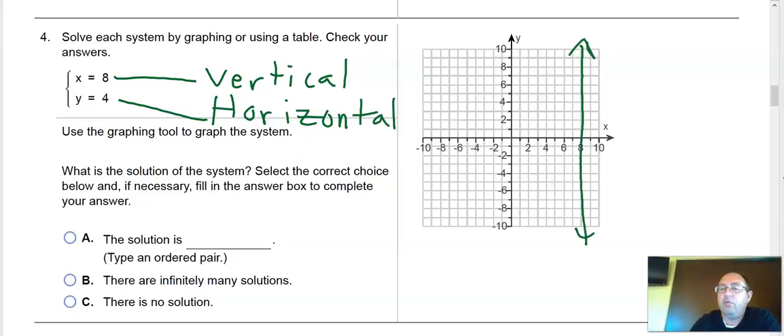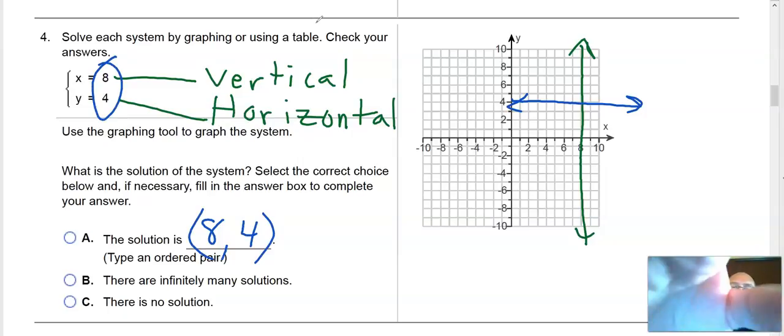That's because every point on that line, like 8, 0, 8, 1, 8, 2, 8, 3, 8, 4, they all have an x value of 8. And then, of course, the other one, y equals 4. Every coordinate has a y value of 4 on that. So this is pretty easy to see that it's 8, 4. Now, if you're thinking about it, I basically handed you the intersection point right there.